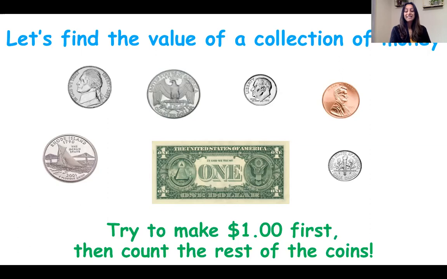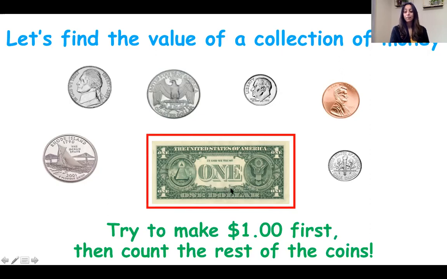All right, very nice. I hope you noticed, I'm sure you did, there's a dollar bill right here. So right away, I'm going to start there because I know that is $1. That's the most amount of money here, right? So I'm starting there, $1.